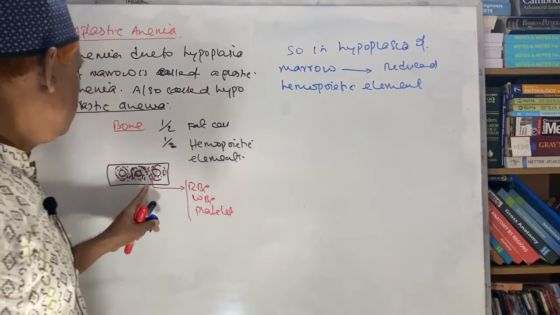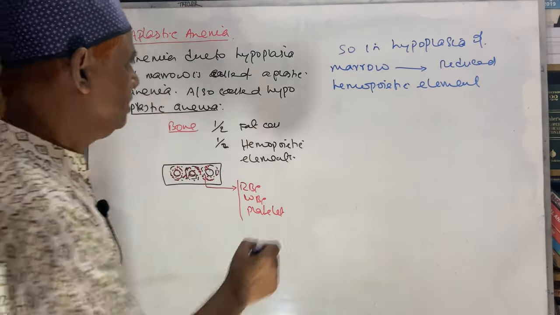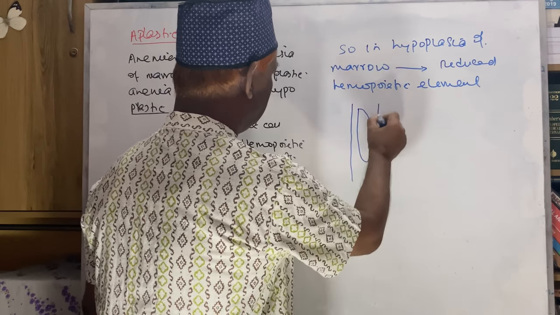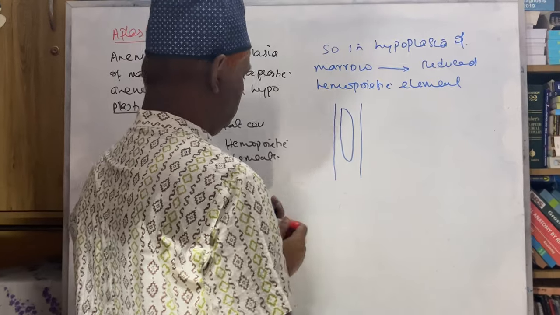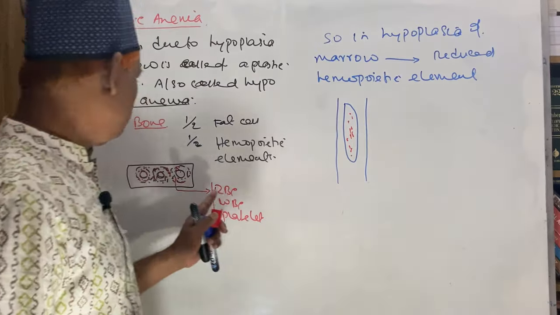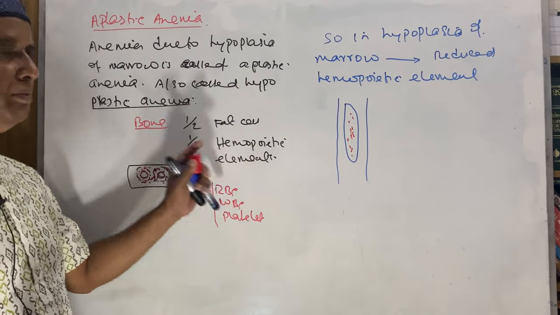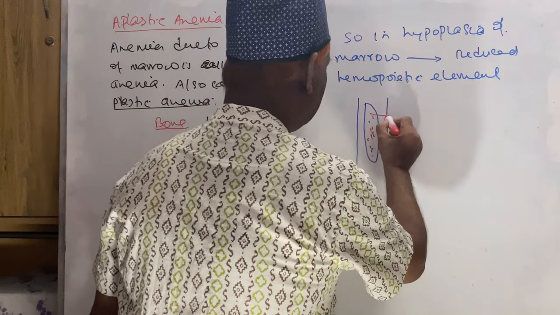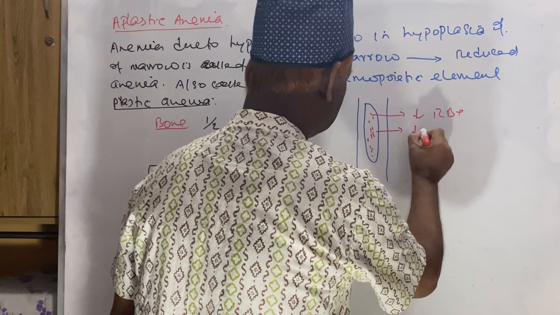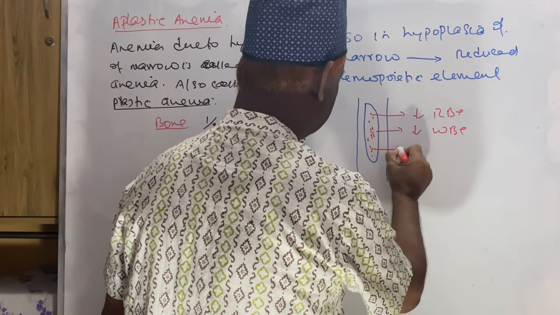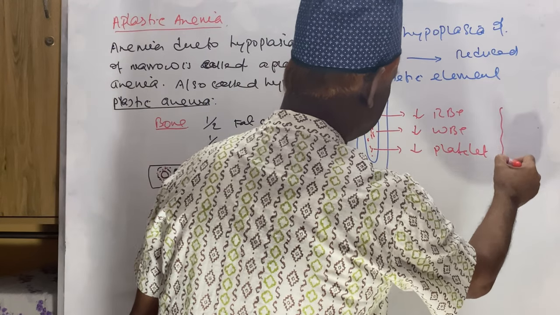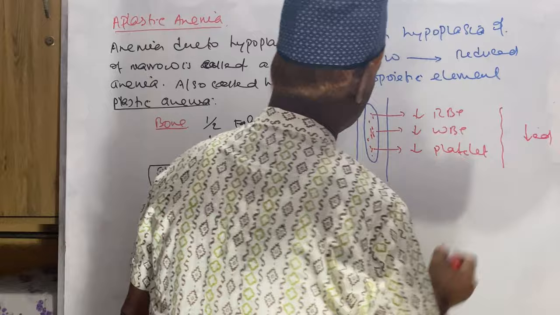So if there is reduced hematopoietic element, what will happen? If you consider this is the bone marrow, the medullary cavity and bone, and this medullary cavity contains the bone marrow, and if there is hypoplasia within the marrow, there will be diminished or decreased hematopoietic element. There will be decreased RBC production, decreased WBC production, and decreased platelet production. So all three will be reduced in aplastic anemia.